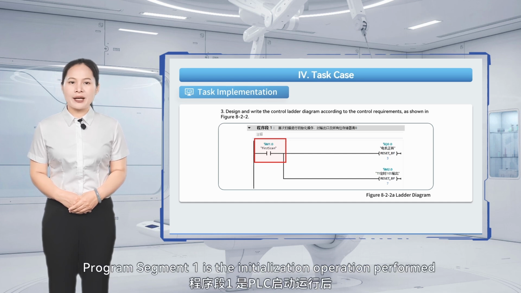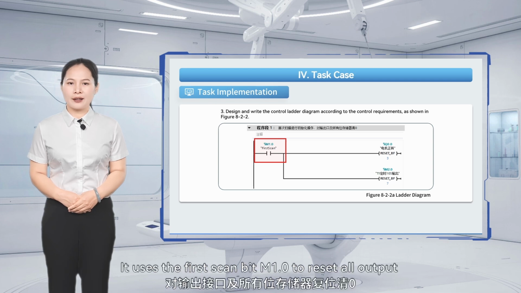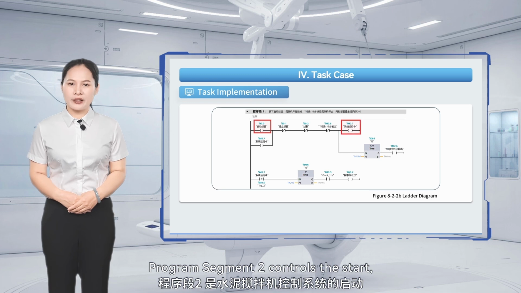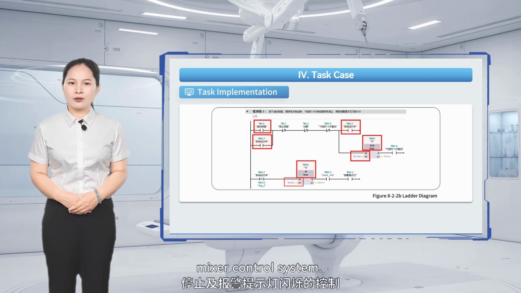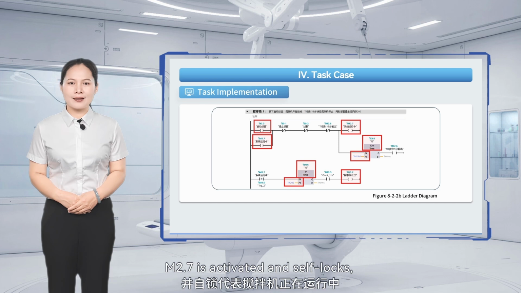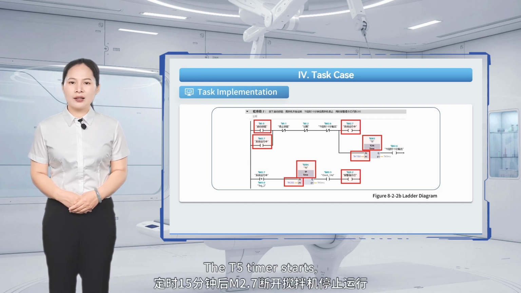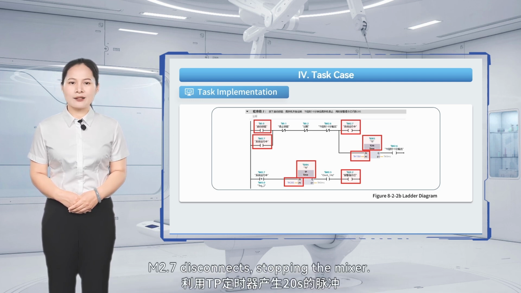Program Segment 1 is the initialization operation performed after the PLC starts running. It uses the first scan bit M1.0 to reset all output interfaces and memory bits to 0. Program Segment 2 controls the start, stop, and alarm indicator light flashing for the cement mixer control system. When I0.0 is pressed, M2.7 is activated and self-locks, indicating that the mixer is running. The T5 timer starts, and after 15 minutes, M2.7 disconnects, stopping the mixer.